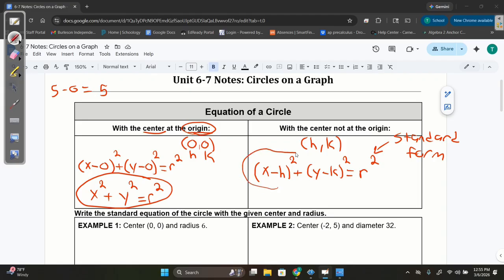Otherwise, we should use the standard form equation. However, like I said, the standard form equation will work in all cases. It just might lead to a little bit extra work like it did here. With that, let's go ahead and try out examples number 1 and 2. All right, let's do it.